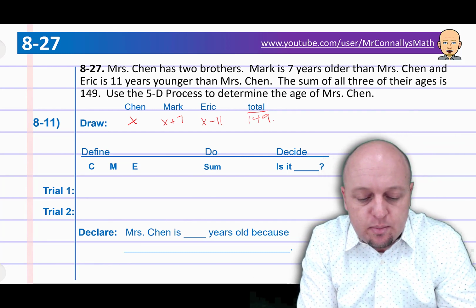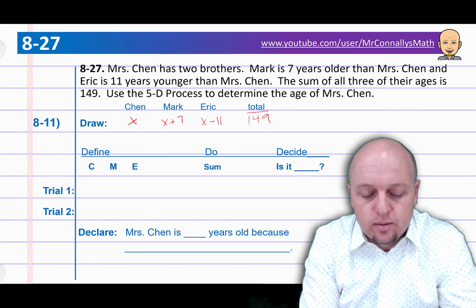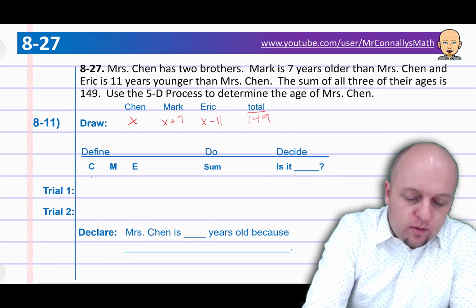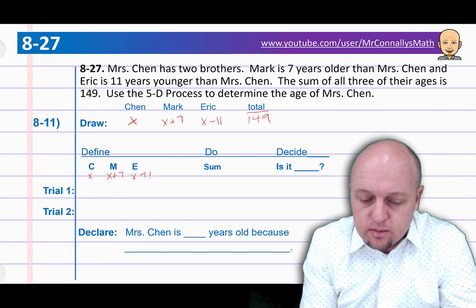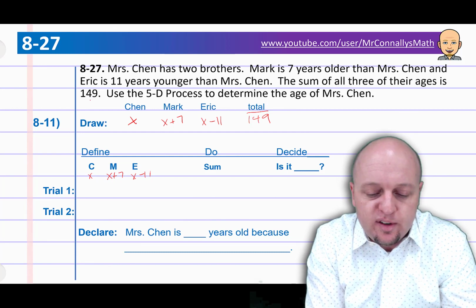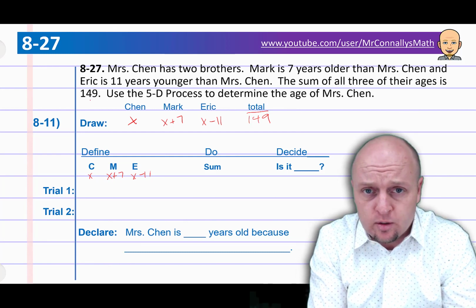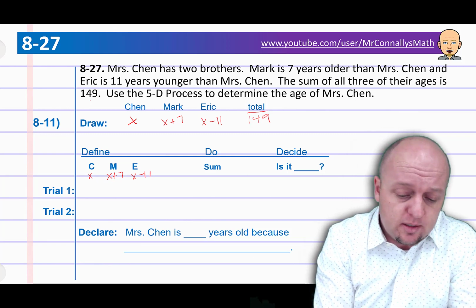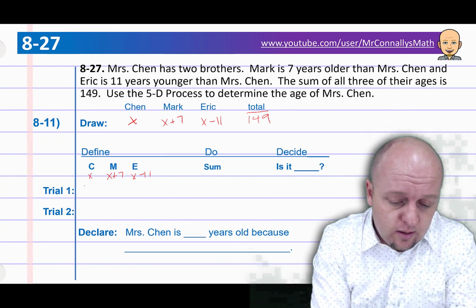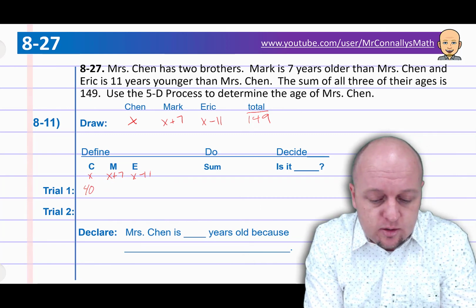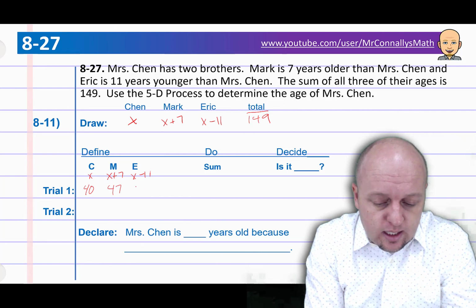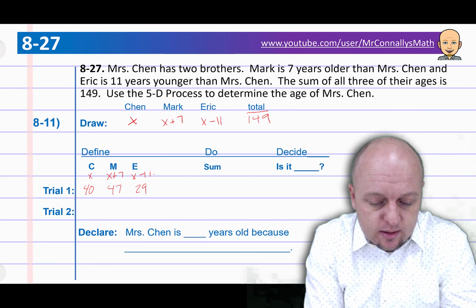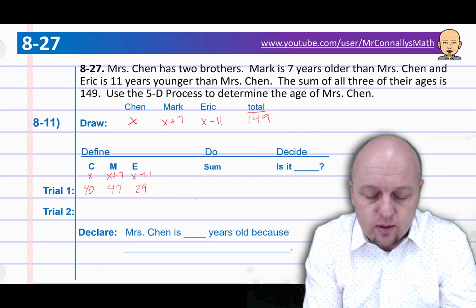Okay, so we can use the 5D process, or you could make this an equation. It's up to you. For Mrs. Chen, we'll pick a number. We've got x. We know x plus 7, and then x minus 11. So we'll pick an age that makes sense. We know it's pretty high, almost 150. Divided by 3, it'd be about 50 years old if they're all the same age, but let's just pick somewhere around 30 or 50. So let's do 40. Say Mrs. Chen is 40. That means Mark would be 47, and her younger brother would be 29. What's 40 minus 11? That'd be 30, and then minus 1, yeah, 29.